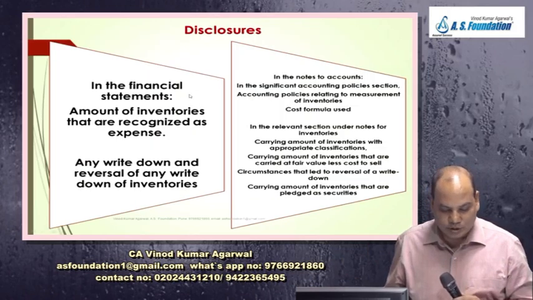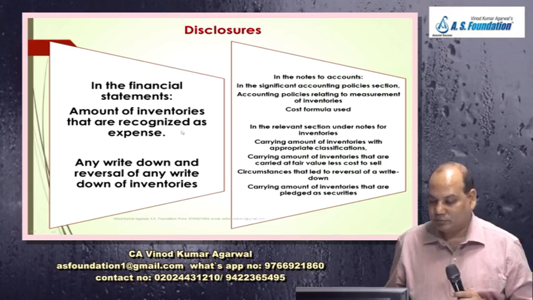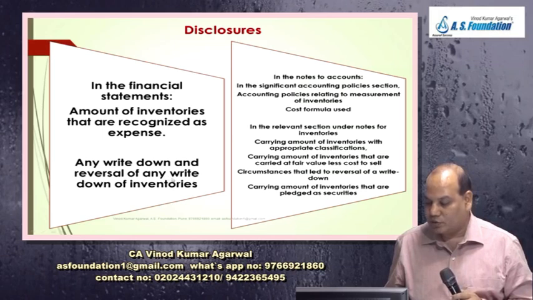What are the disclosure requirements? So one is in the financial statement. The amount of inventory that is recognized as expense. It will come in the statement of profit and loss, or what we call total comprehensive income. Then any write down and reversal of any write down of inventory.